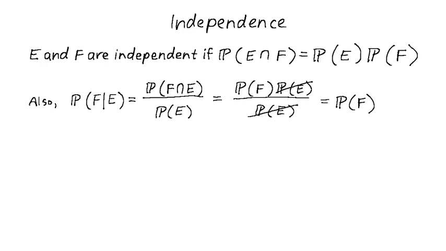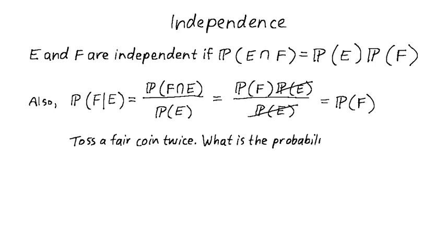Independence is nice because it makes it easy to calculate the probability of seemingly complicated events. Suppose, for example, we toss a fair coin twice in succession and want to know the probability of observing heads both times. Okay, not the most complicated of events, but it can illustrate the point.